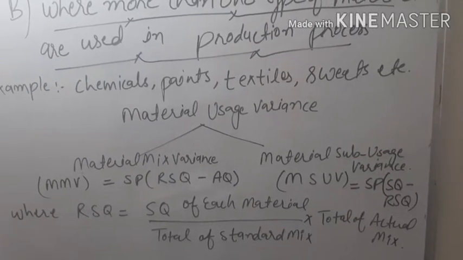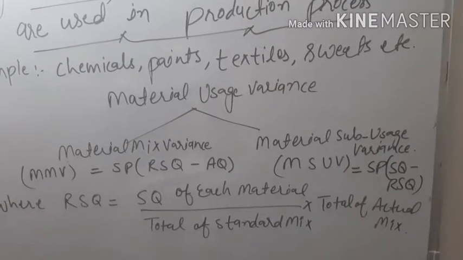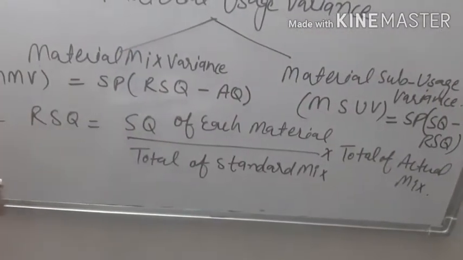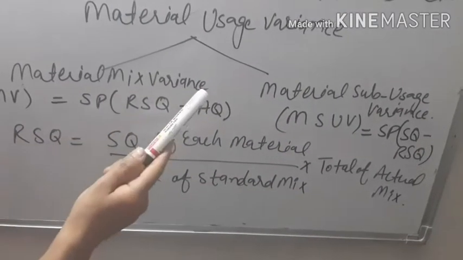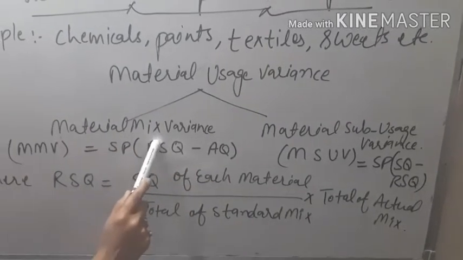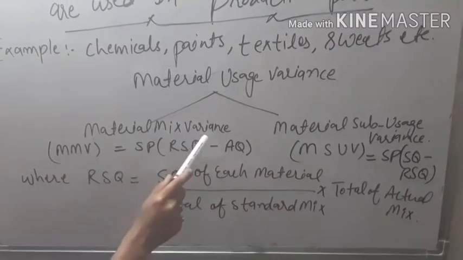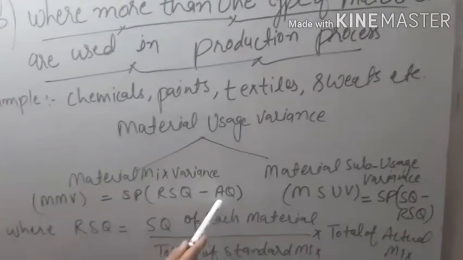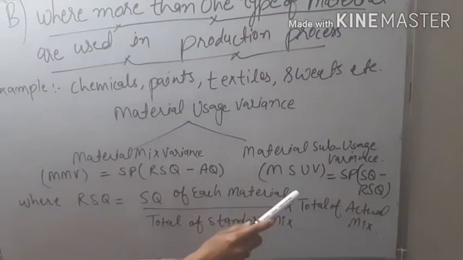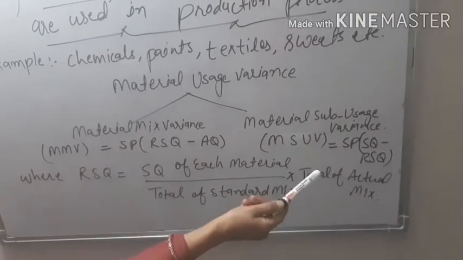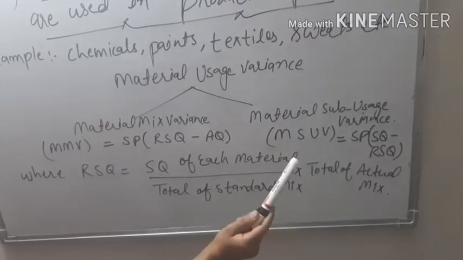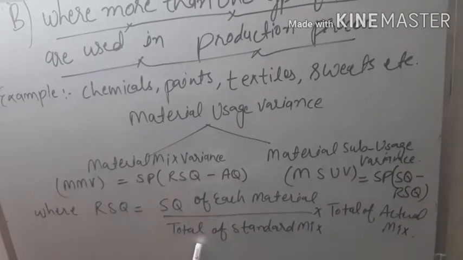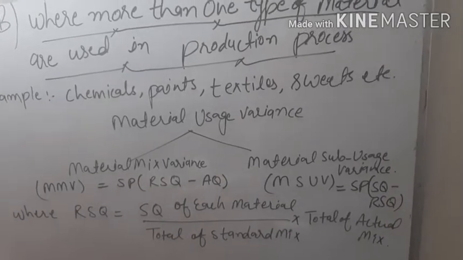Here, the material usage variance is divided into two parts. It means MCV, material cost variance, material price variance, material usage variance. All are the same as before, but material usage variance is divided into two parts, material mix variance and material sub-usage variance. Material mix variance equals standard price multiplied by revised standard quantity minus actual quantity, and material sub-usage variance equals standard price multiplied by standard quantity minus revised standard quantity, where revised standard quantity equals standard quantity of each material divided by total of standard mix multiplied by total of actual mix.